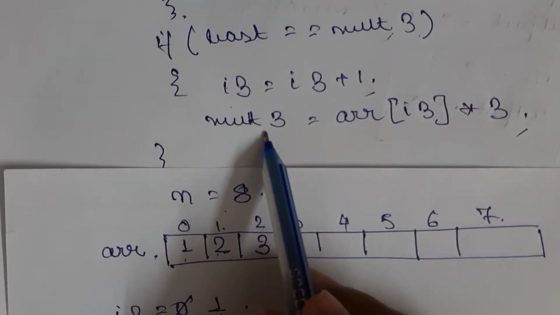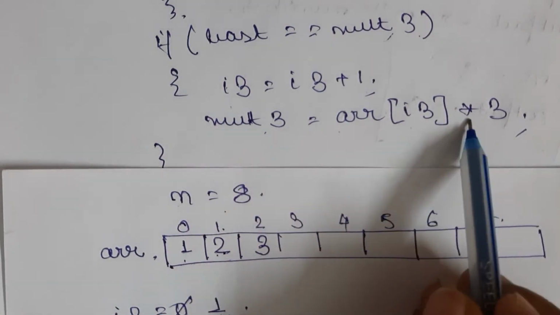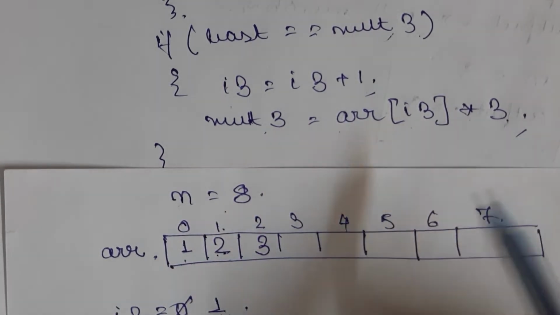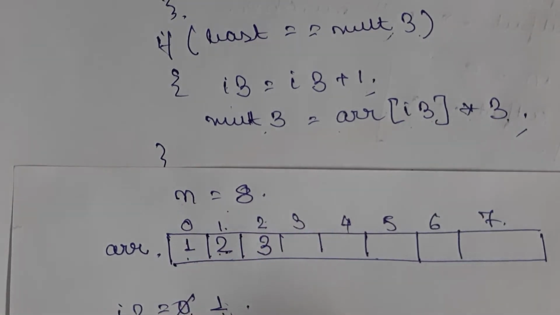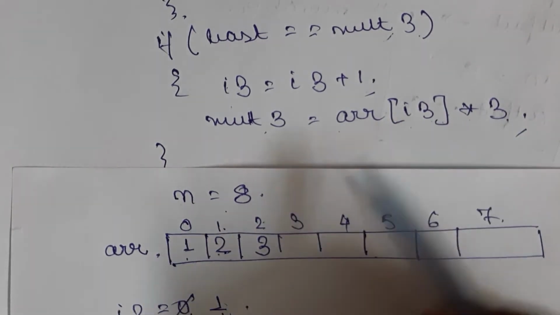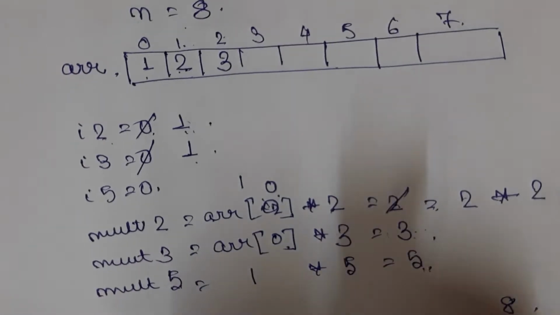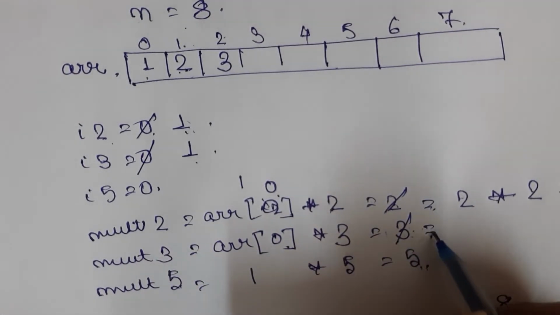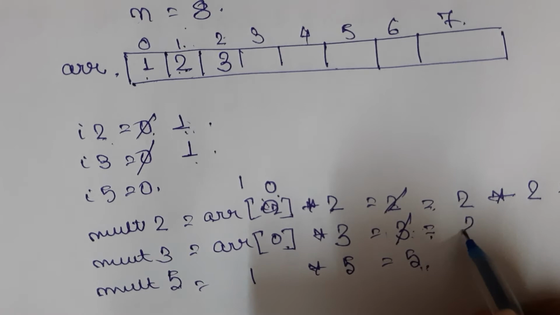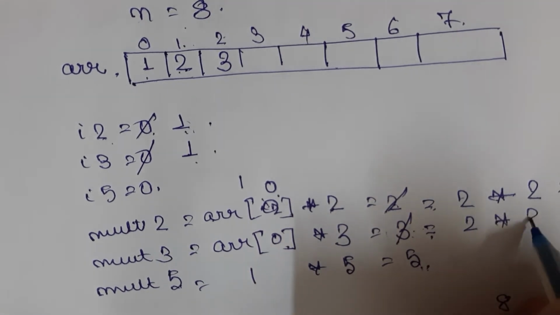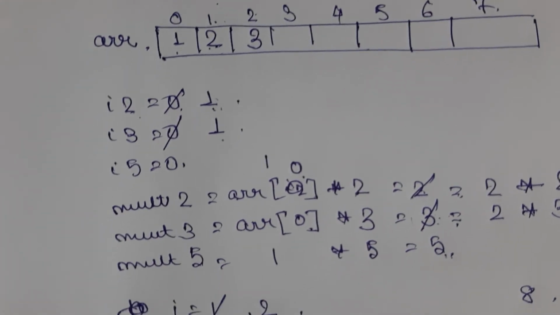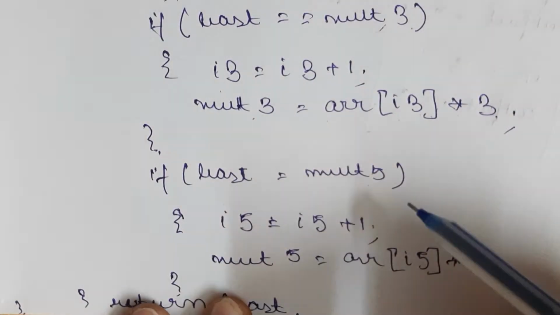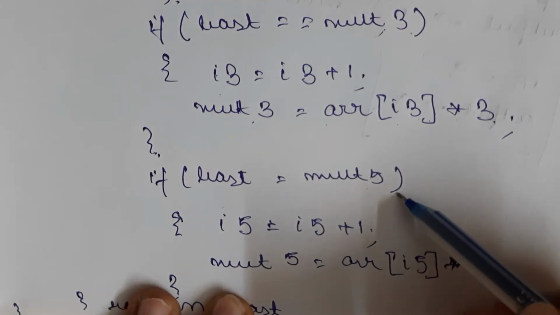Now mult3 is equal to ARR of I3 into 3, correct? ARR of I3 means now I3 is 1, so ARR of 1 into 3 means 2 into 3, which means the mult3 value is also changed. It is 2 into 3, that is 6, right? So this is done, and it will also check with this.